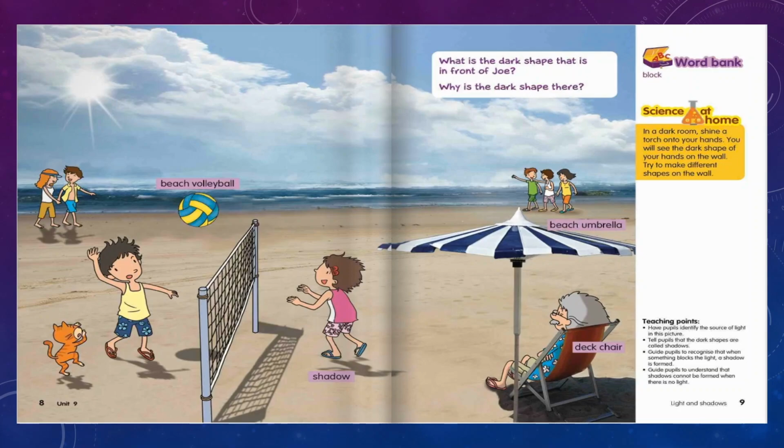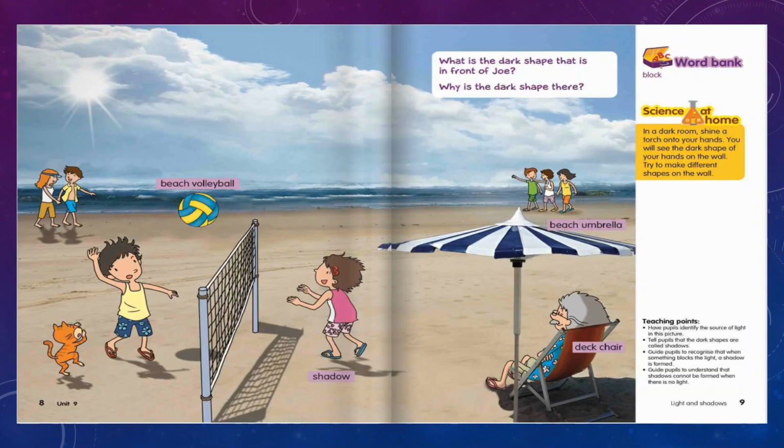On pages 8 and 9, you have this beautiful picture, and of course, we have our friends, and we have these two questions: what is the dark shape that is in front of you, and why is the dark shape there? Well, if you know this, fantastic, but if you don't, don't worry, we're going to learn about this today. There are some things that we have to consider.